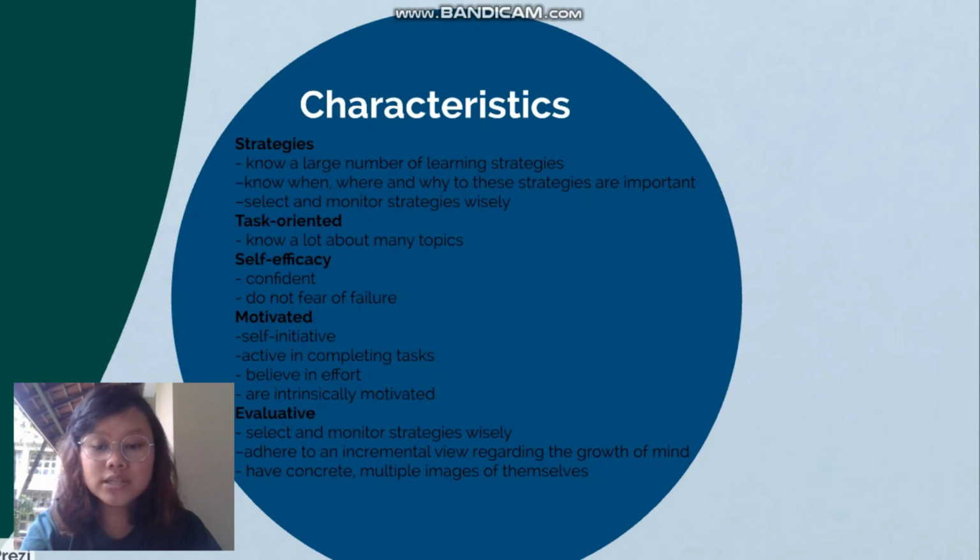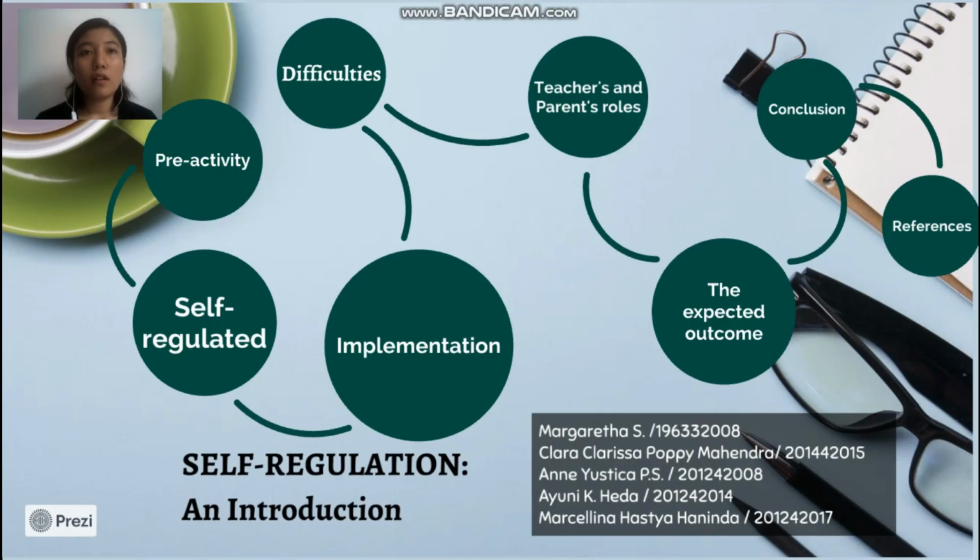The last one is evaluative. Learners having self-regulated can select and monitor strategies wisely. They adhere to an incremental view regarding the growth of mind. They also have concrete and multiple images of themselves.